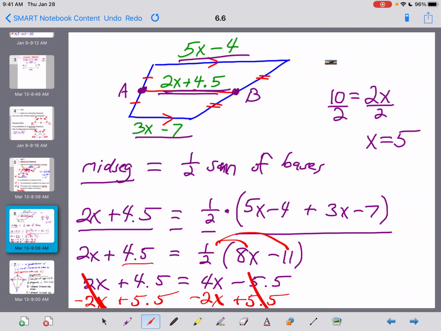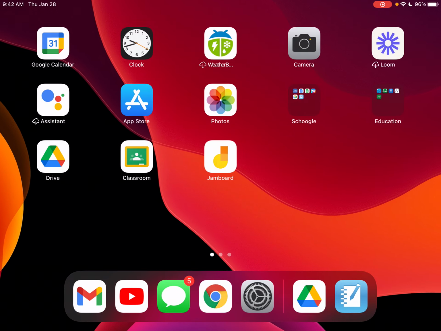Let's check it, everybody. Up on the top, 5x minus 4. 5 times 5 is 25, minus 4 is 21. There we go. Down on the bottom, 3 times 5 is 15. 15 minus 7 is 8. In the middle, 2x, that's 2 times 5, that's 10. 10 plus 4.5 is 14.5.